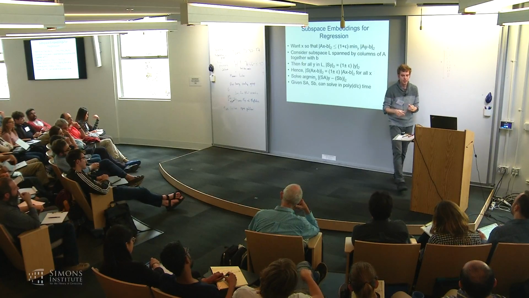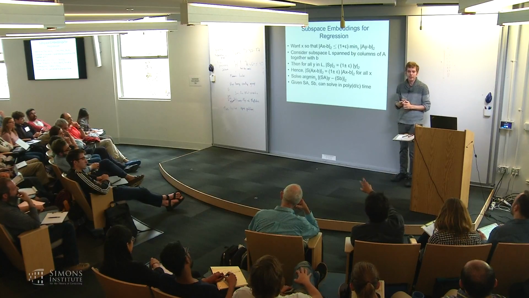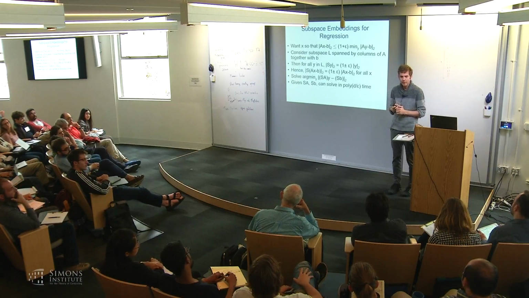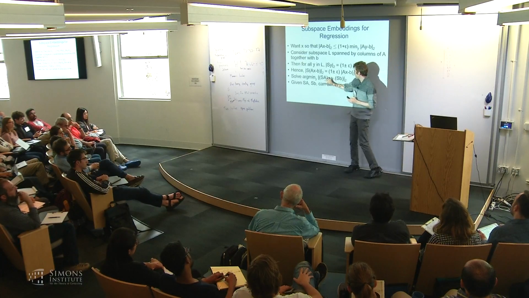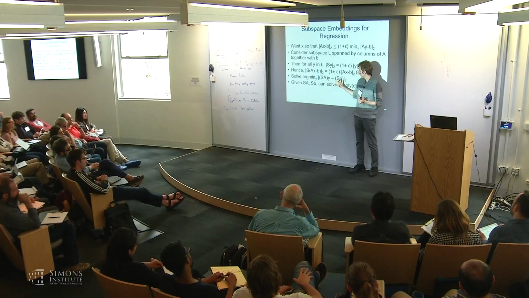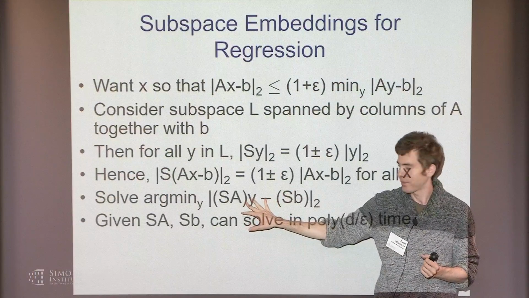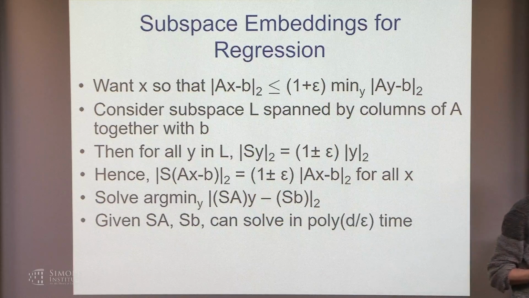Any other questions? Yeah. You said given SA and SB, so how do we go from A and B to SA and SB usually? Okay. We're given A, and we're given B, and we just sample a random Gaussian matrix S. We compute S times A and S times B. We set up this regression problem. We solve it. This solution is d-dimensional, and we just plug it back into the original regression problem.